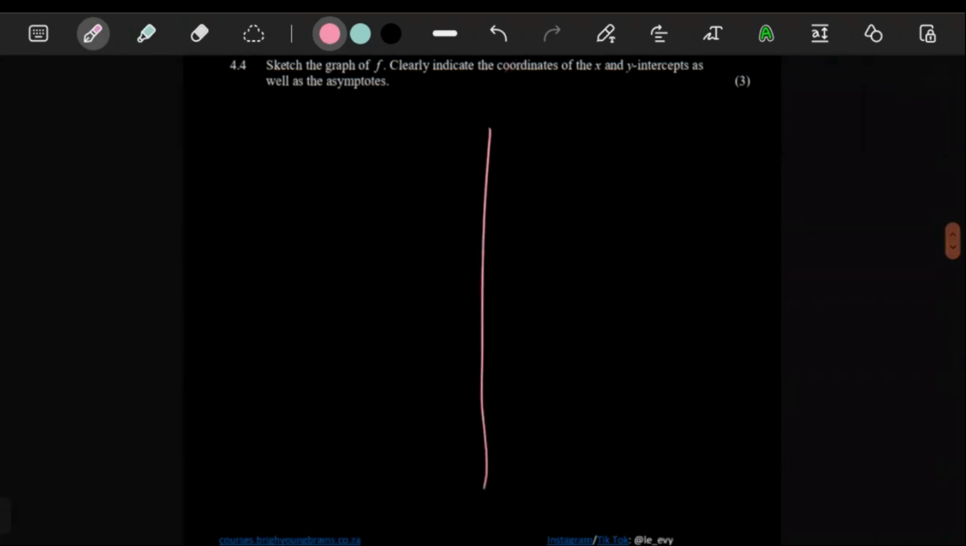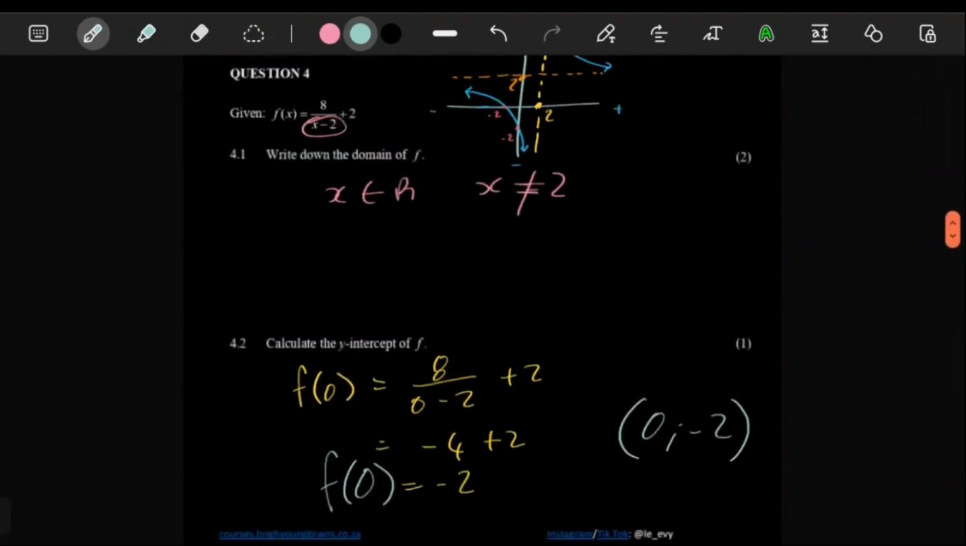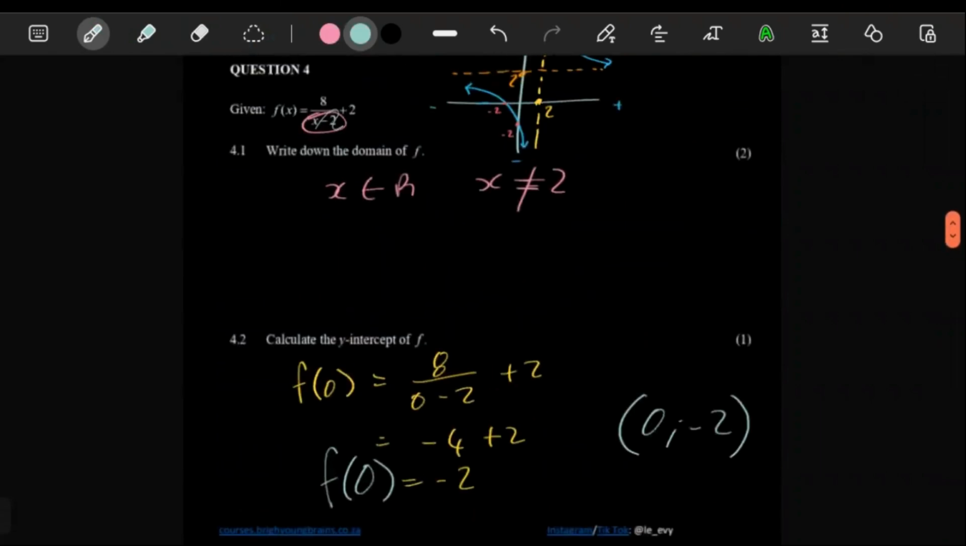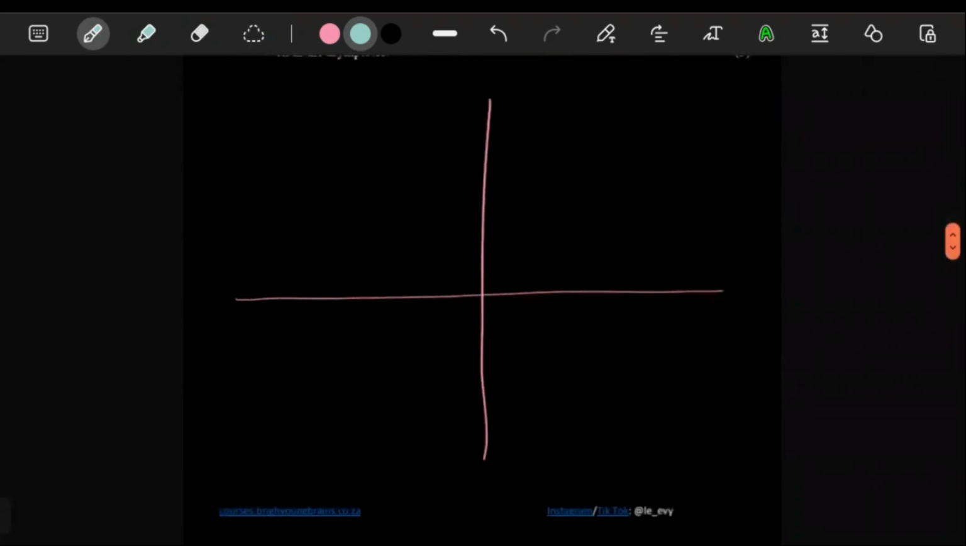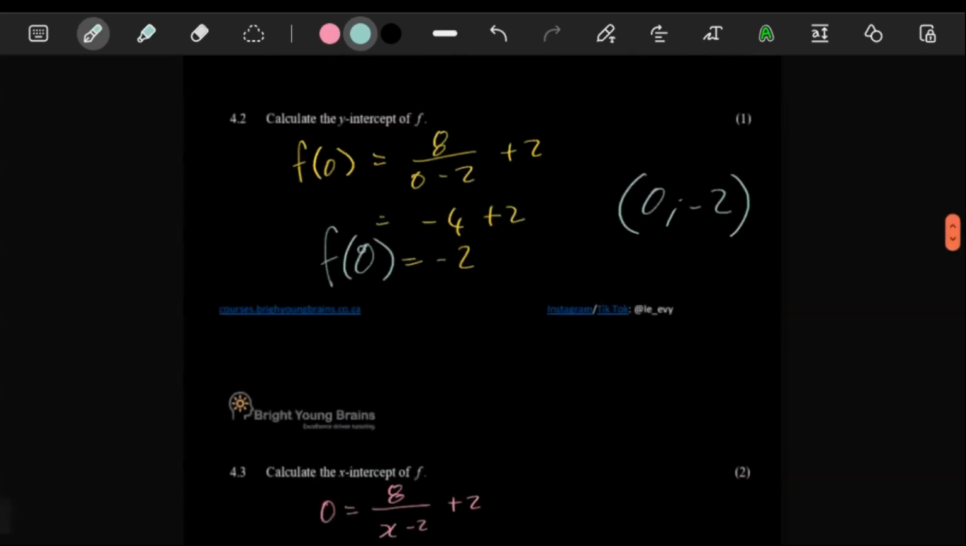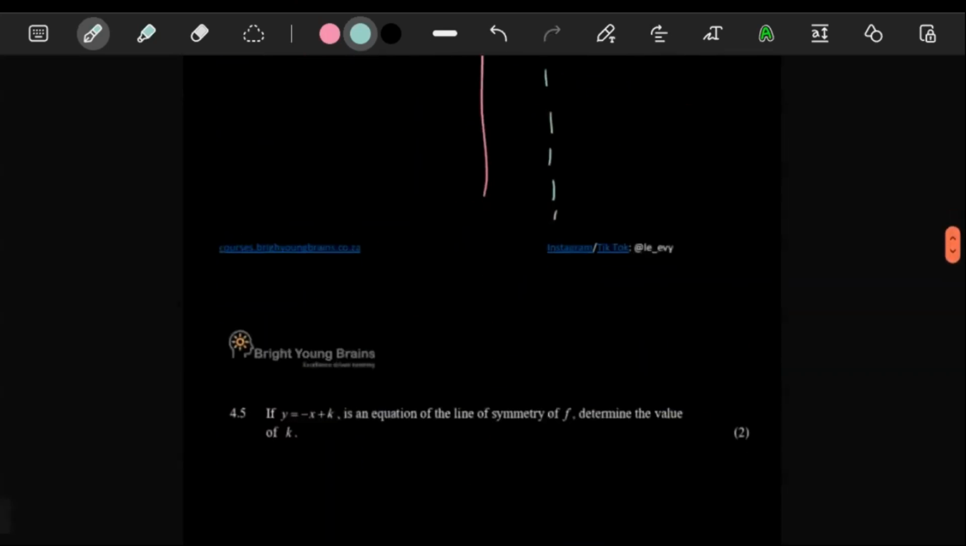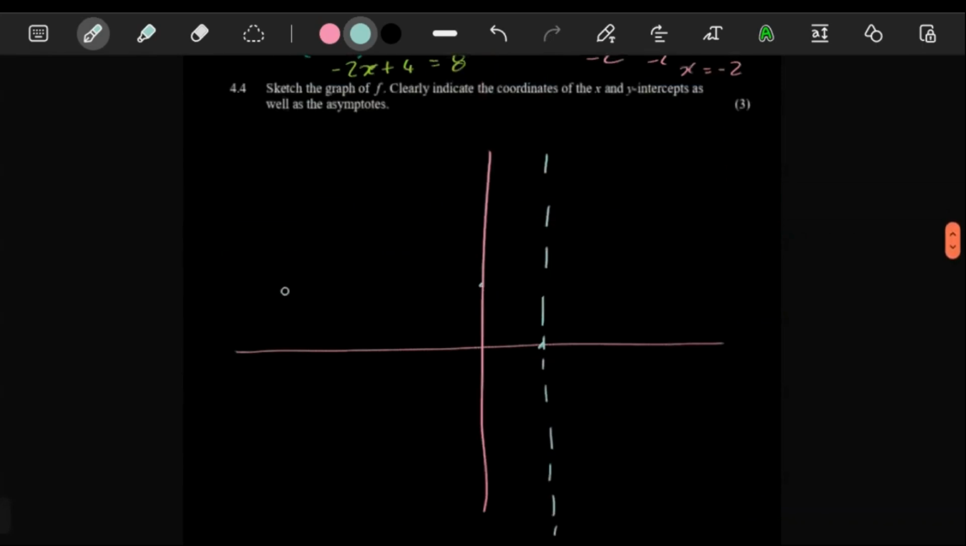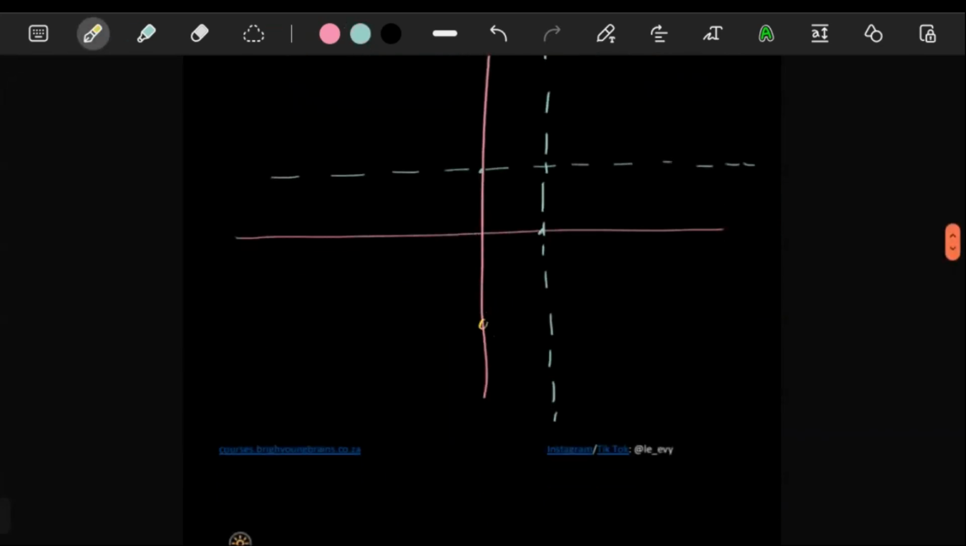So you have your Cartesian plane here, and we already said your vertical asymptote is going to be at a positive 2, because you take the opposite of this. So somewhere at positive 2, you're going to draw an asymptote. And then for the horizontal asymptote, we already said you take this as it is, so that's a plus 2. So let's put that there. Now we have our x-intercept and our y-intercept. So already we know it cuts here somewhere at negative 2, and then it cuts here somewhere at negative 2.